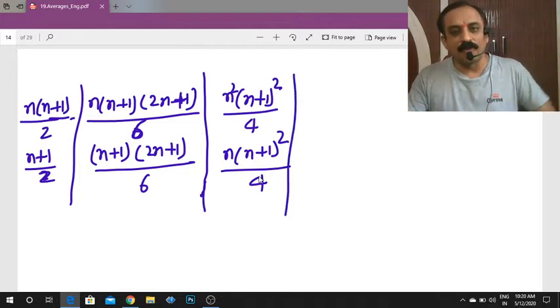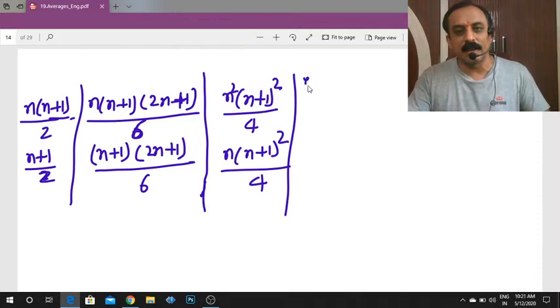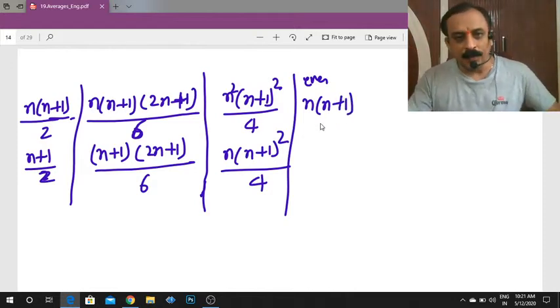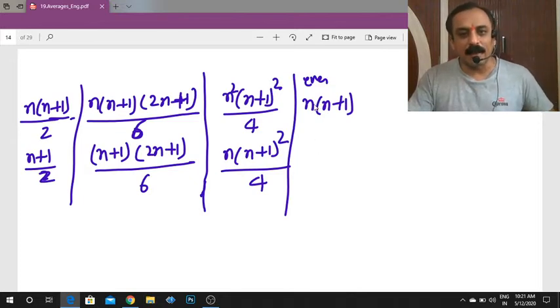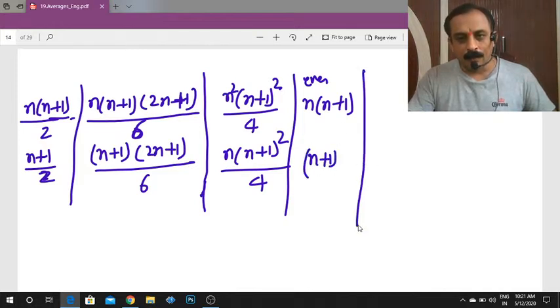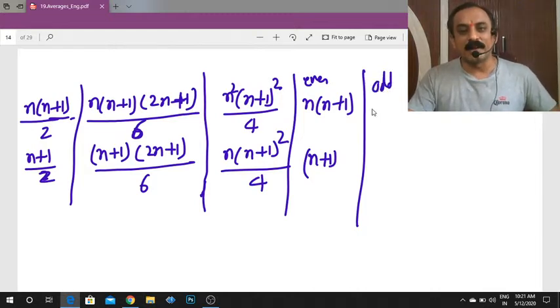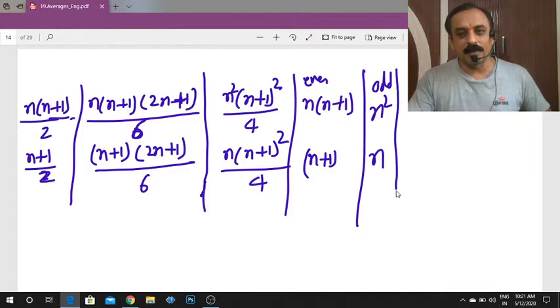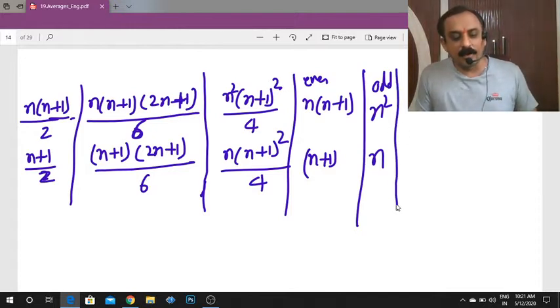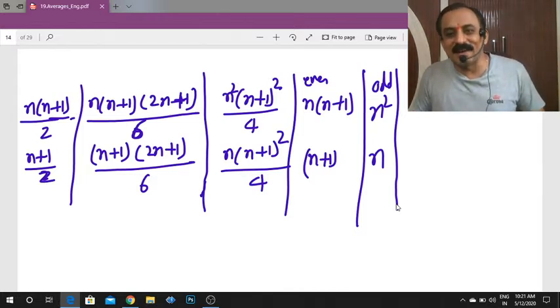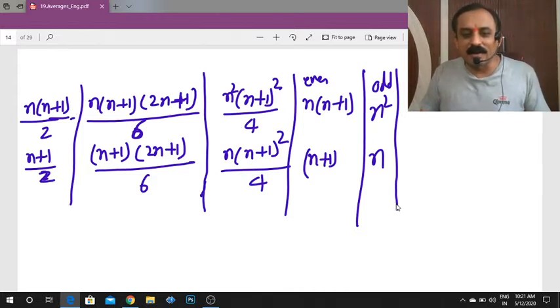Now, what is the sum of the first n even numbers? The sum of the first n even numbers is equal to n into n plus 1. The average of the first n even numbers: cancel one n, so the average is n plus 1 only. Now, odd numbers. The sum of the first n odd numbers is n square. The average of the first n odd numbers is n. Please remember these formulas.